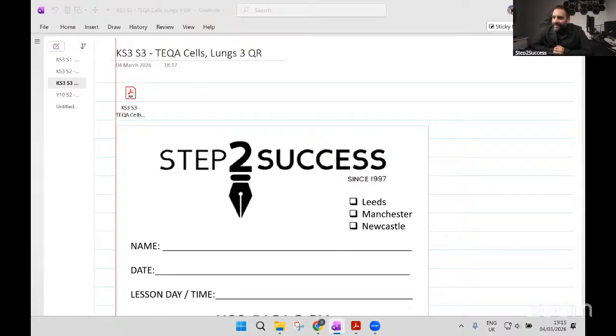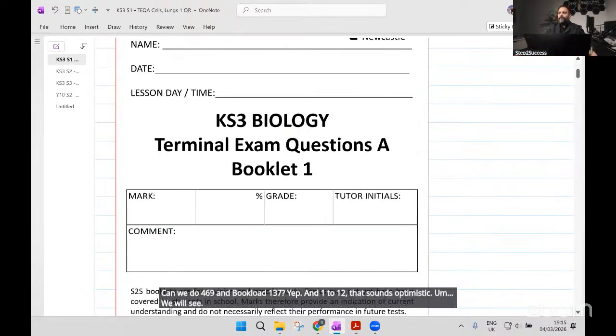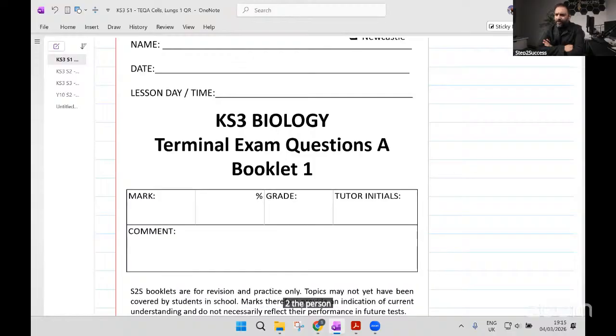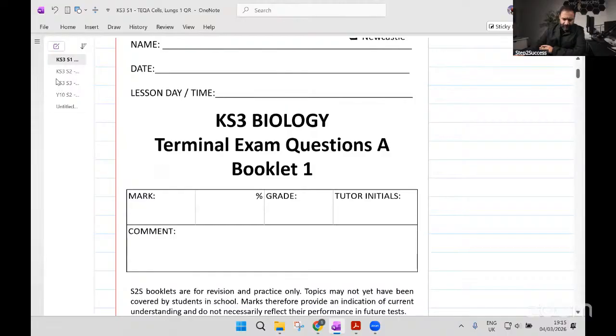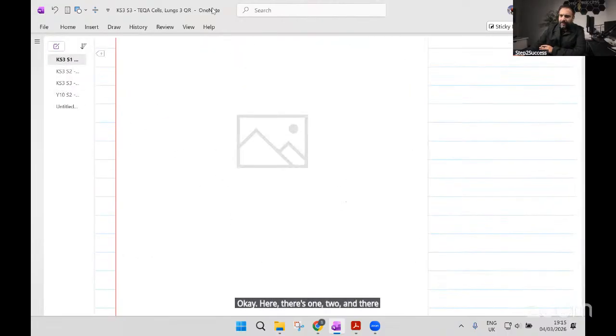Can we do 4, 6, 9, booklet 1 for year 7? Yep. And 1 to 12. That sounds optimistic, we'll see. Right, I will begin with booklet 1, since they are the only questions today. Your booklet will have been booklet 2, the person who has forgotten which booklet it is. Surely it says it on the front. Yeah, okay, there's 1, 2, and there's 3.